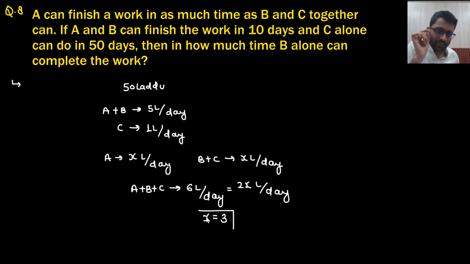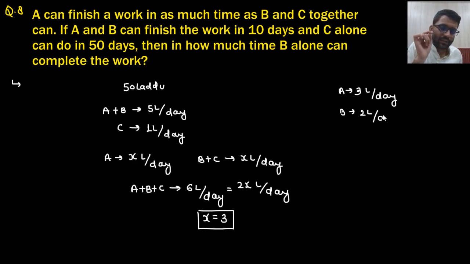So what does that mean? That A is eating 3 laddu per day. And if A is eating 3 laddu per day, that means B is eating 2 laddu per day, and C is eating 1 laddu per day. You can check here, B plus C combined are eating 3 laddu and A alone is also eating 3 laddu. Right?